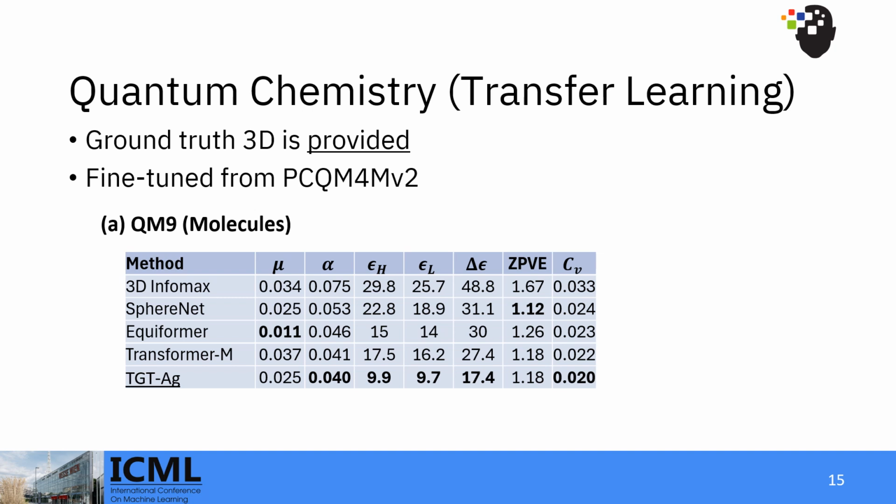It's important to highlight that TGT-AG outperforms the previous generalist model, Transformer-M, across the board. Even more impressively, it surpasses specialized geometric GNNs and transformers in most cases. This demonstrates that our model has developed an enhanced geometric understanding, despite being designed as a more general-purpose architecture.